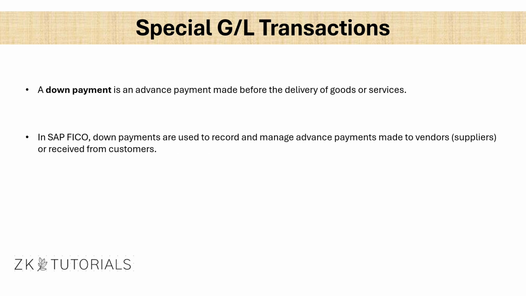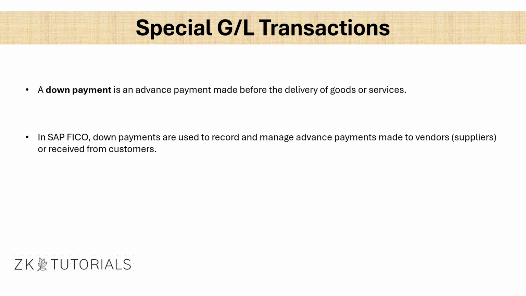In SAP FICO, down payments are used to record and manage advance payments made to vendors, suppliers, or received from customers. This might be in two ways. We might ask our supplier to give some goods which are customized. So at that time, he might ask us to pay the advance to start the production of our required goods.